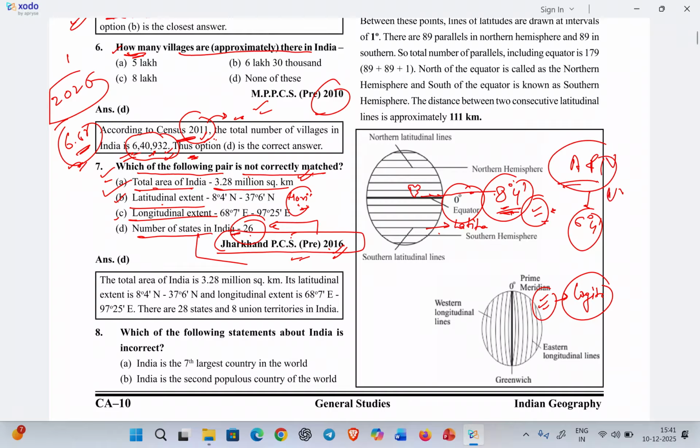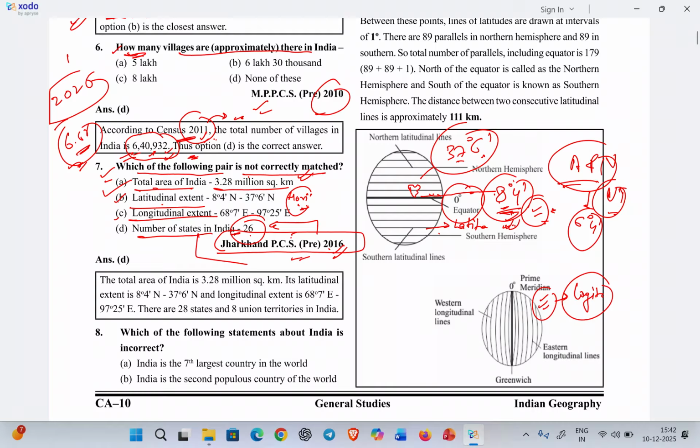This is a UT. So what is the latitudinal extent of India? It is 8 degree 4 minute in the south to 37 degree 6 minute in the north. So the latitudinal extent is 8 degree 4 minute to 37 degree 6 minutes. Okay, and now see the longitudinal extents.